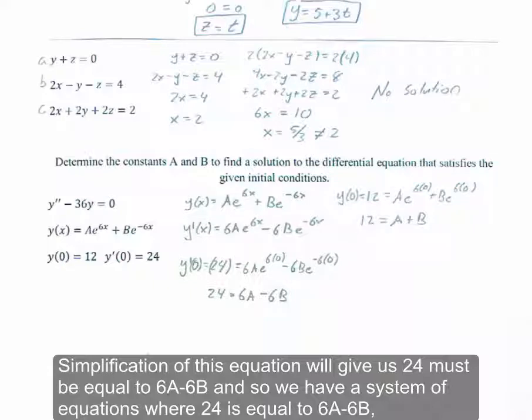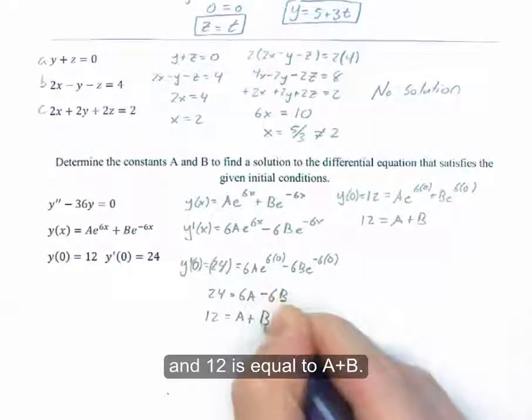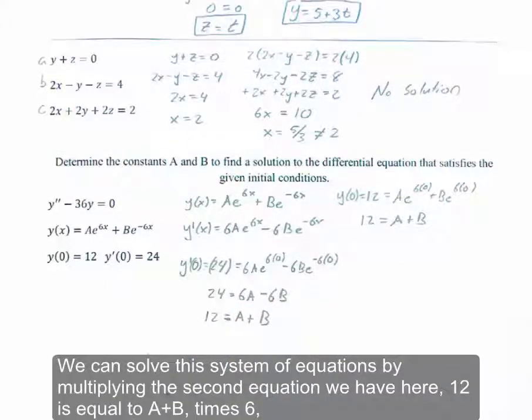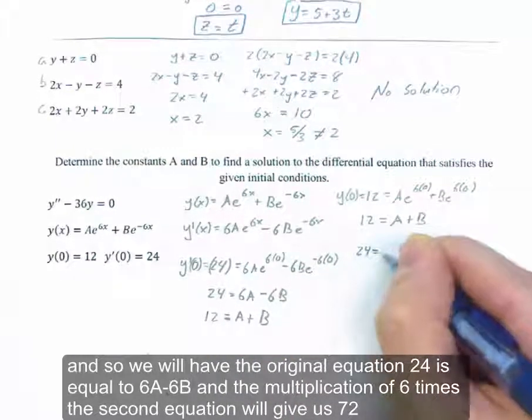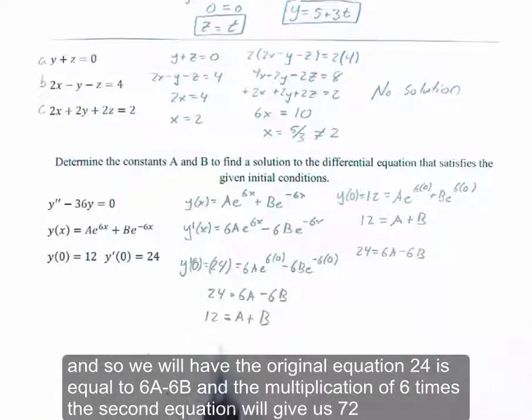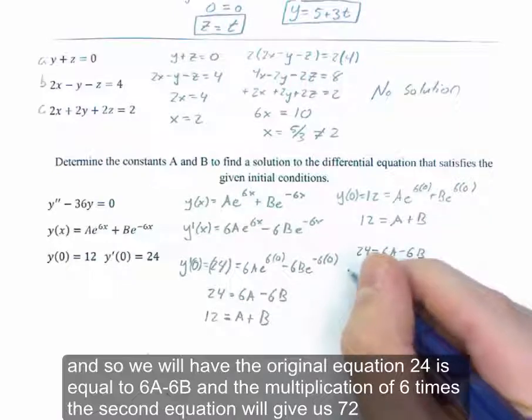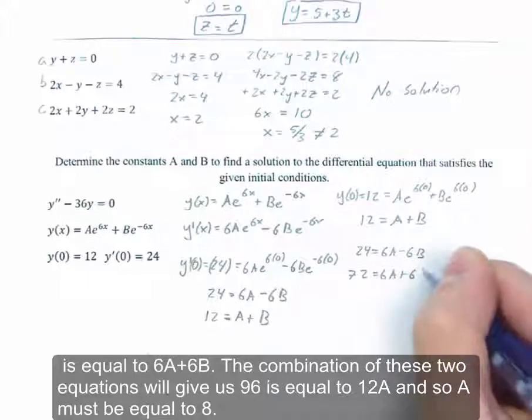And so we have a system of equations where 24 is equal to 6a minus 6b, and 12 is equal to a plus b. We can solve this system of equations by multiplying the second equation we have here, 12 is equal to a plus b, times 6, and so we will have the original equation 24 is equal to 6a minus 6b, and the multiplication of 6 times the second equation will give us 72 is equal to 6a plus 6b.